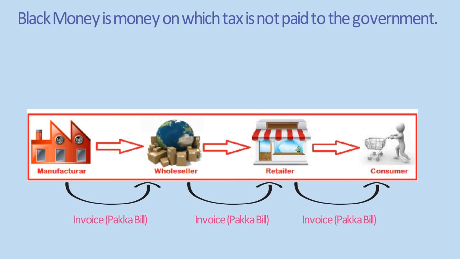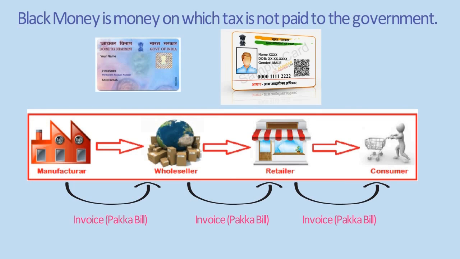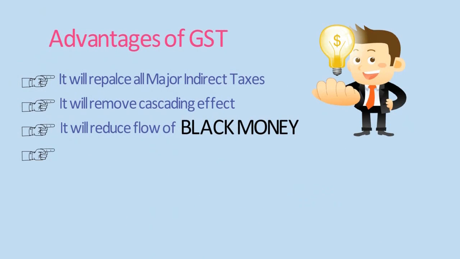GST will have a paper trail which can be accessed by the income tax department. Users of PAN and Aadhaar will be required to file GST returns. This will help the income tax department to track transactions. In my view, this is the beginning of a new era where corruption will gradually subside.